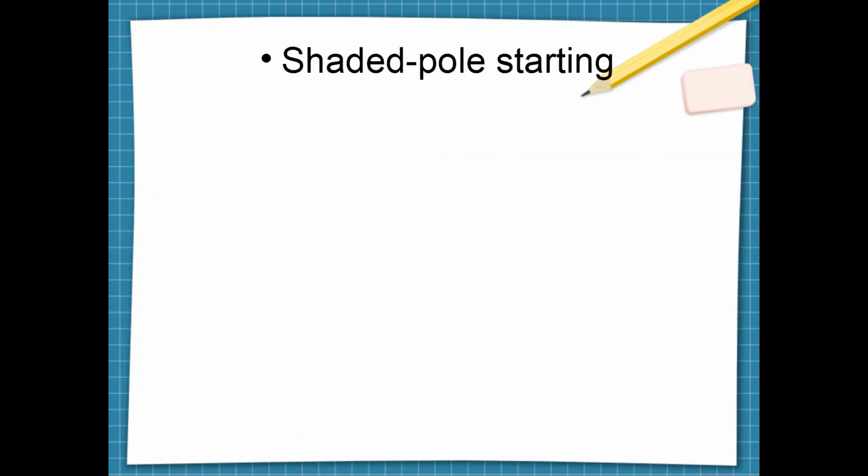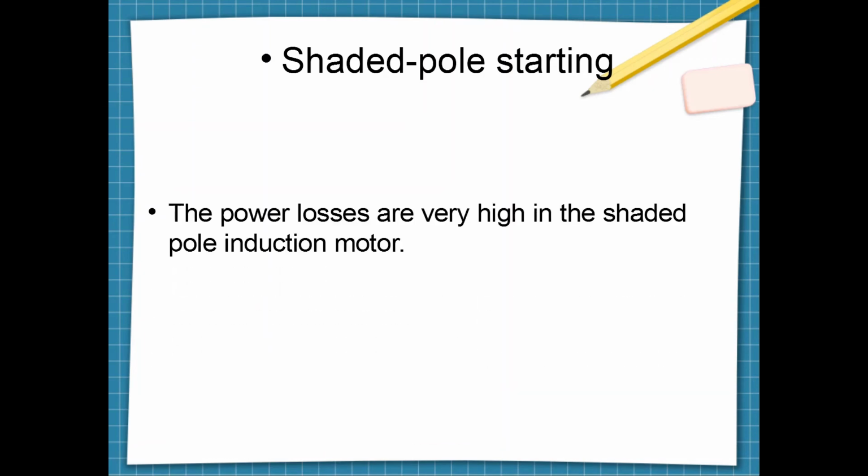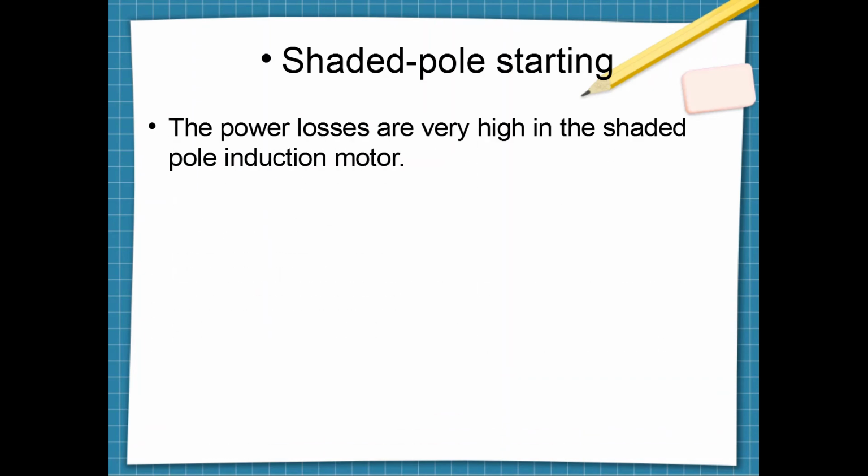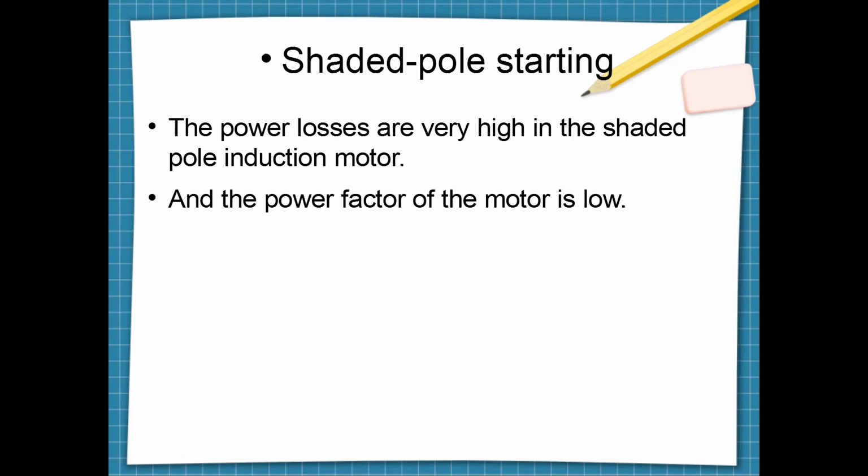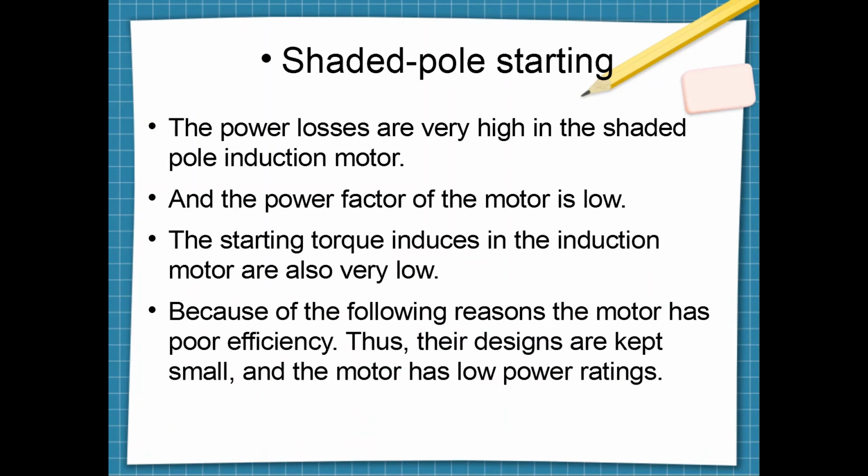Now the second is shaded pole starting. The power losses are very high in this shaded pole induction motor and the power factor of the motor is low. The starting torque produced in the induction motor is also very low. Because of the following reasons, the motor has poor efficiency, thus their designs are kept small and the motor has low power rating. Easily understood.